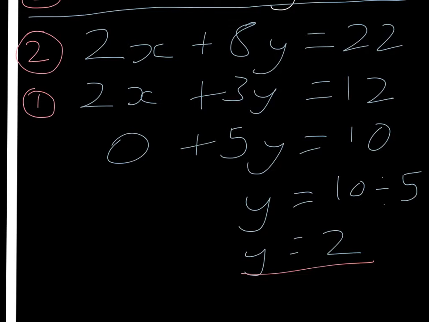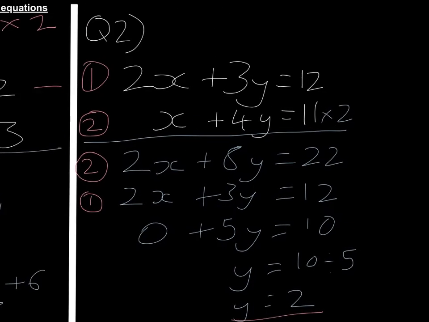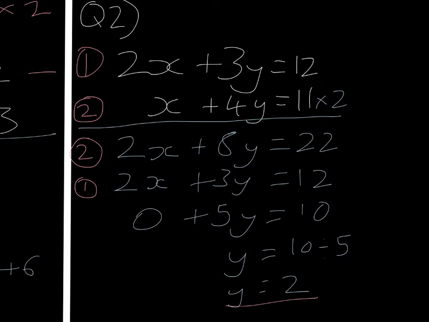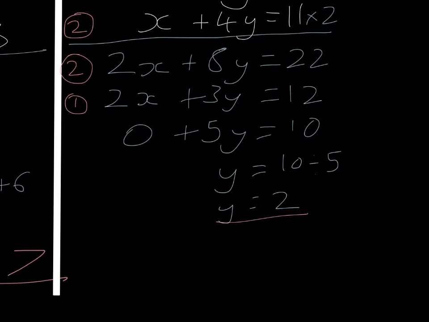Now I'm going to substitute, and I want to substitute into one of my original equations. So either 2x plus 3y equals 12, or x plus 4y equals 11. I'm going to choose x plus 4y equals 11, just because it will make my working simpler as I go through. So I'm going to write out it's equation 2, not question 2. X plus 4y is equal to 11.